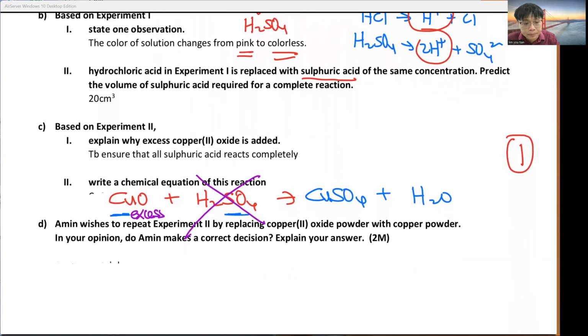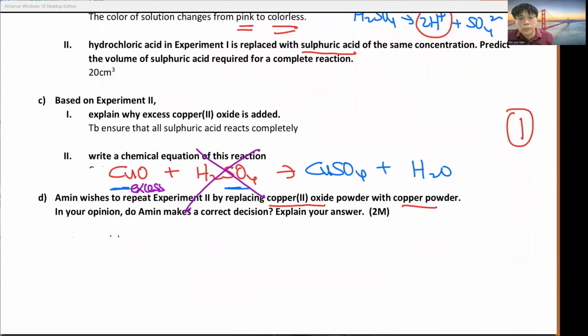Then, I wish to repeat the experiment by replacing the... You see, all the questions they ask are key questions. They try to replace the copper 2 oxide with copper. Then they ask you, is it good or bad? So this one will test your reactivity series. So what is the reactivity series?